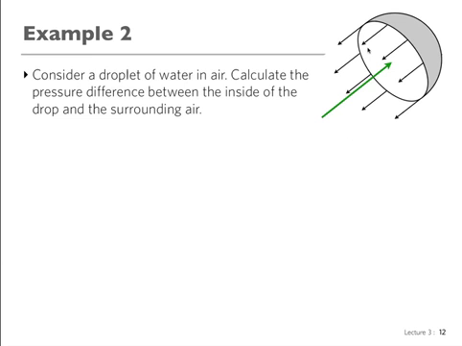So let's look at a second example. Consider that we have a drop of water momentarily floating in the air for a snapshot in time. We're looking at it, and the question is, calculate the pressure difference between the inside of the drop and the surrounding air. I'll just give you a minute to take note of that question for your reference.